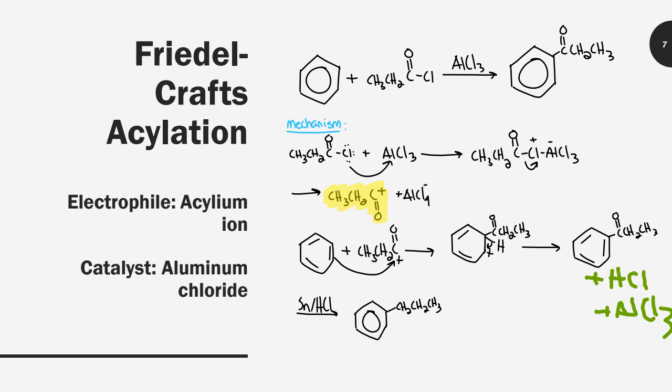And then I can reduce this compound using tin and HCl. So remember that reducing agent. So I can reduce this to a straight chain alkylbenzene. And when I do that, I just replace this double bond with the oxygen with two hydrogens. So remember, reduction is losing oxygen and gaining hydrogen, or either one, or both. Make sense?